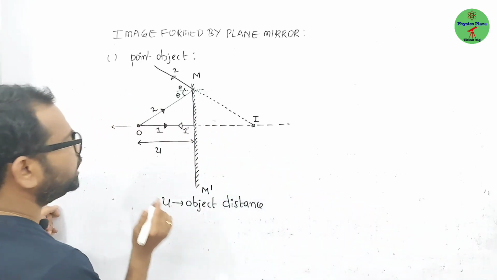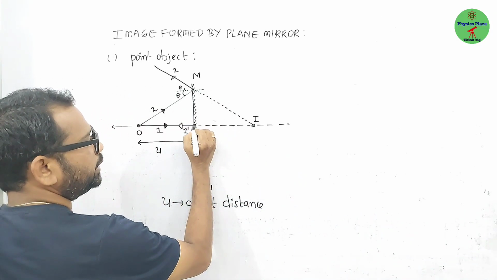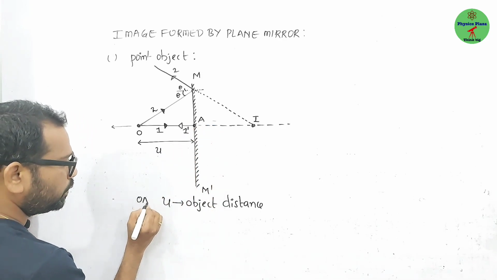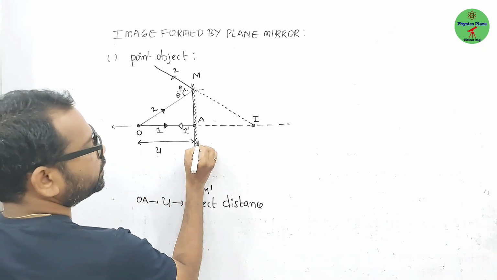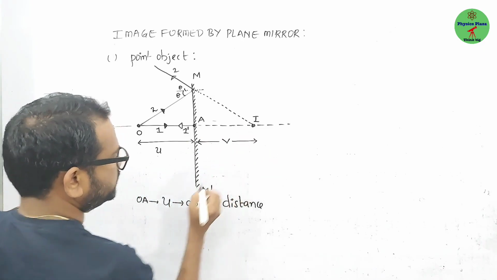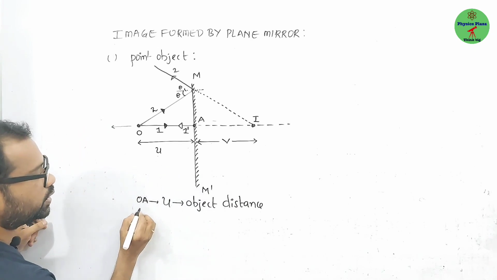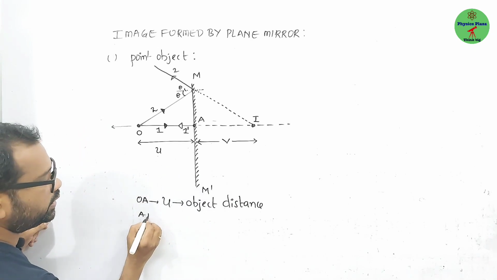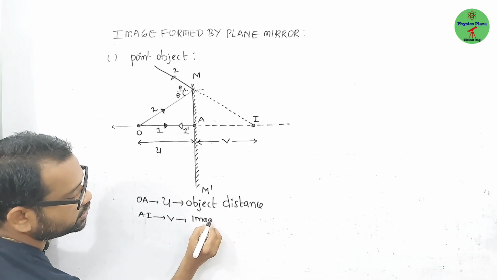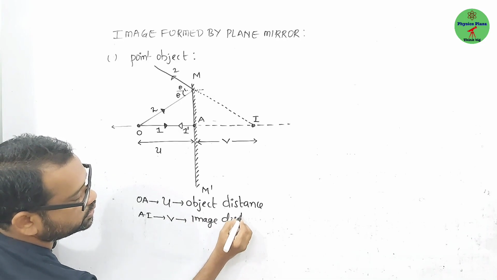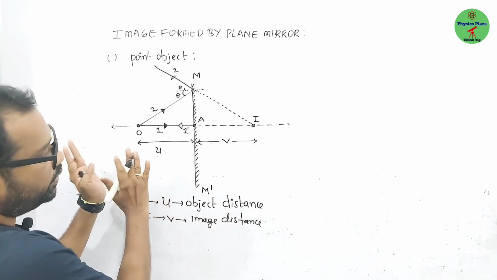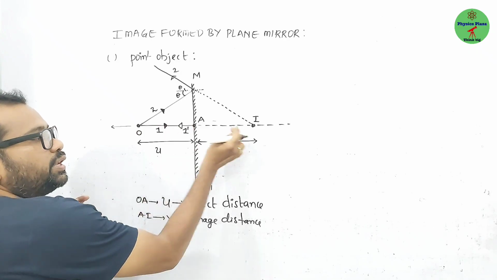Now look here. Let us say this point is A. Here OA is called the object distance, and the distance between the mirror and the image is called the image distance. That is AI, which is V. So V is the image distance. And this is how the image of this point object is formed here.